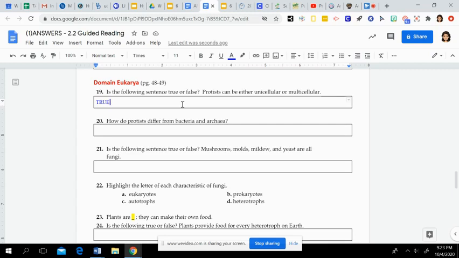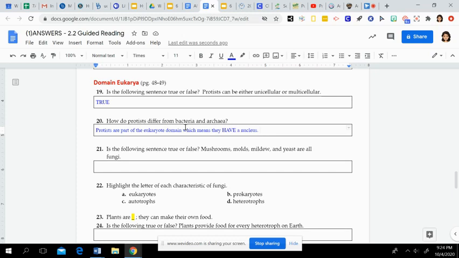Question 20 then is, how do protists differ from bacteria and archaea? And protists are part of the eukaryote domain, which means that they have a nucleus. So their cell has that core nucleus that's able to help them function and direct specific tasks and directions for the cells to complete.